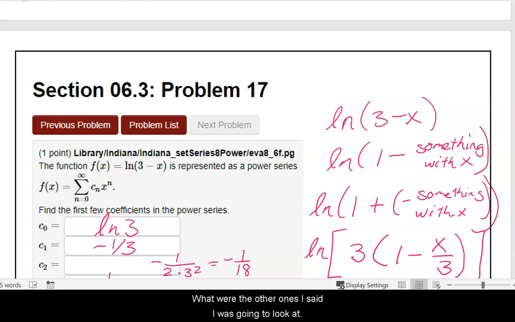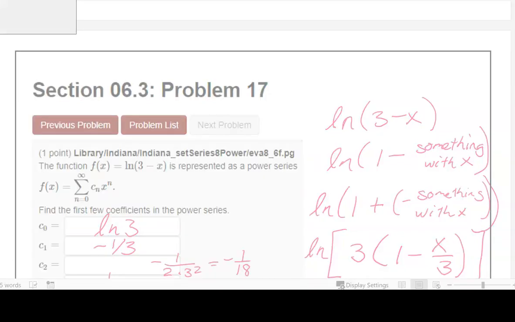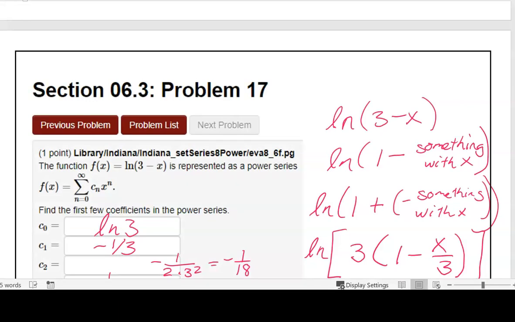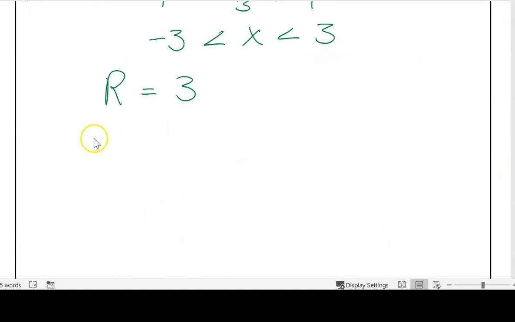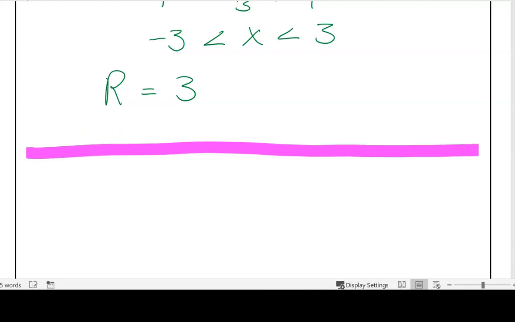Okay. See, what were the other ones I said I was going to look at? 12, let's look at 12. 12 is a little bit different. And then I want to look at one out of the next section.